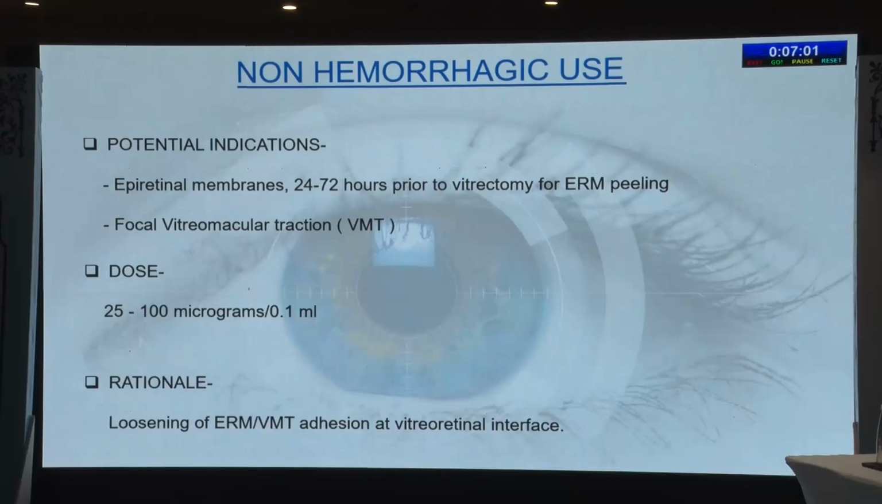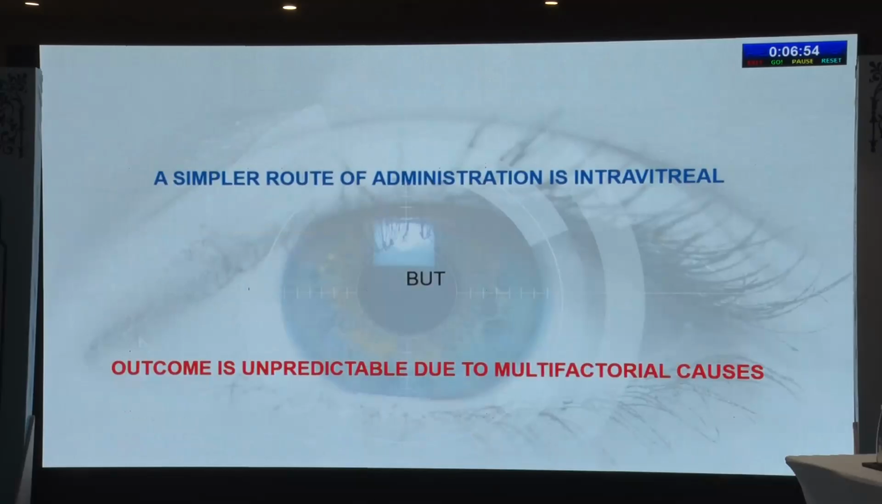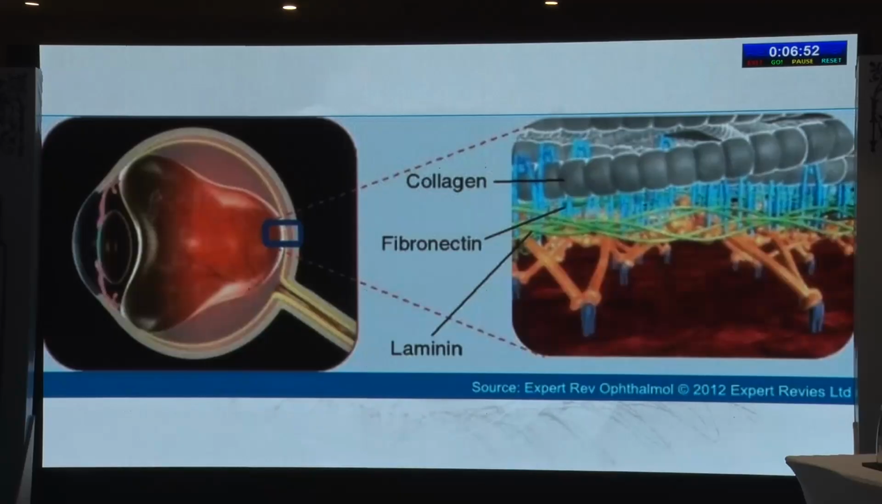The rationale is the loosening of the adhesion of epiretinal membrane and vitreomacular traction adhesion at the vitreoretinal interface. Now, where does this come from? So the vitreoretinal interface, when we look at the protein analysis of it, is usually made up of collagen 2 and 9, fibronectin and laminin.